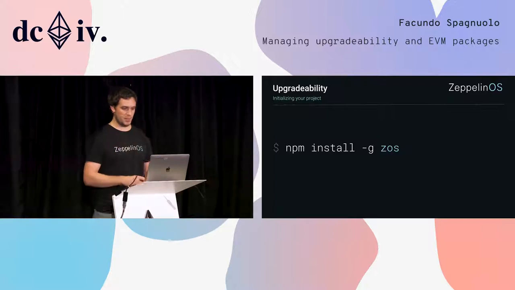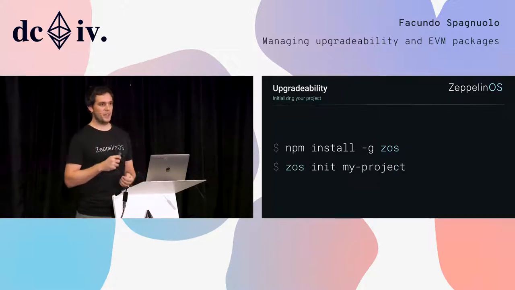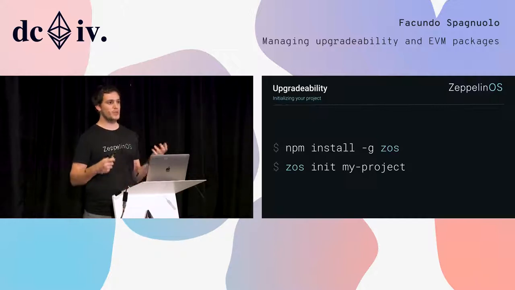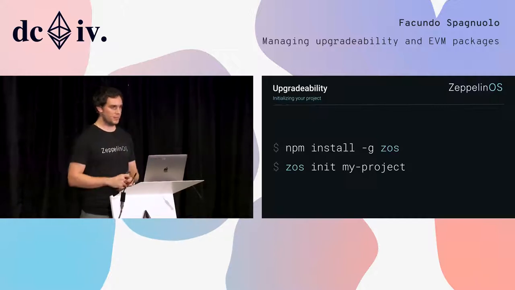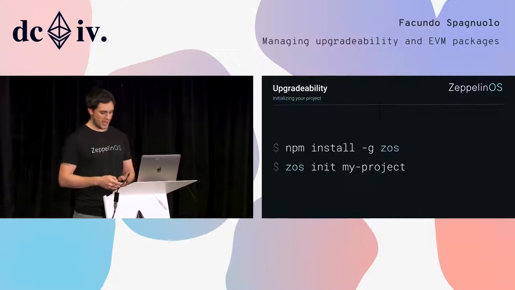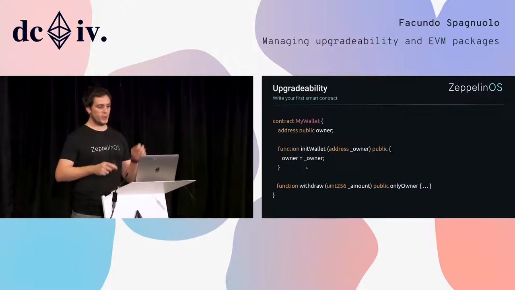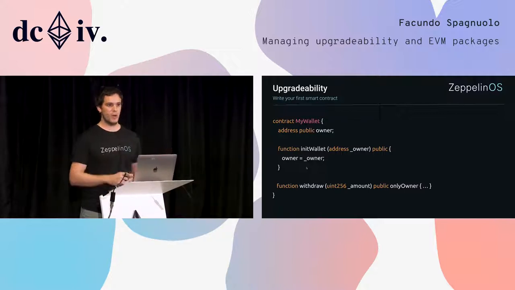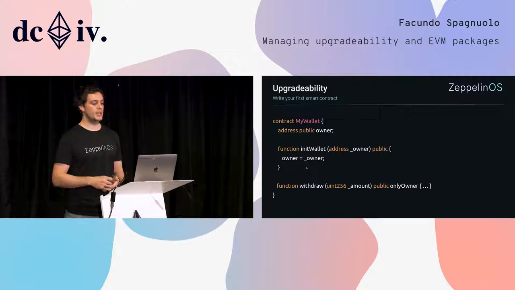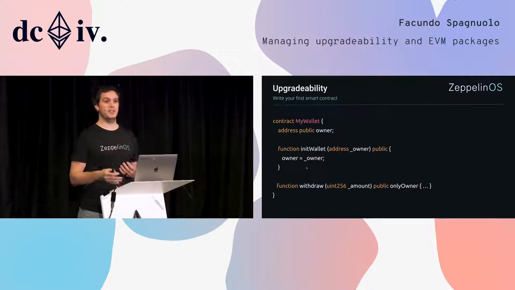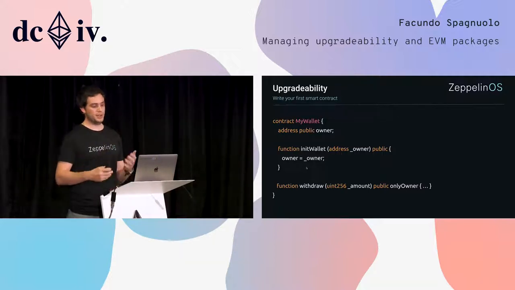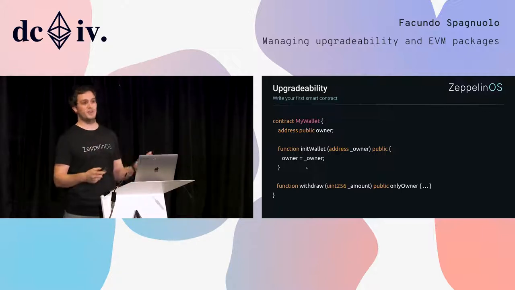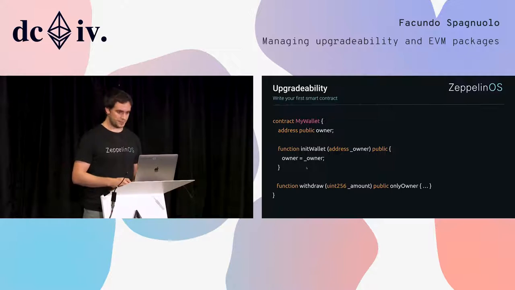In this case, we're using NPM. And Zeppelin OS comes with a command line tool. In this case, for example, we have an init command that we can use to start a new project, just passing the name of our project. And let's say that we start writing our first smart contract. In this case, a wallet. As you can see, it has an owner. It has an initialization function where it receives the owner in order to set the owner of the contract. It has a withdraw function in order to withdraw some funds from the contract, and so on.